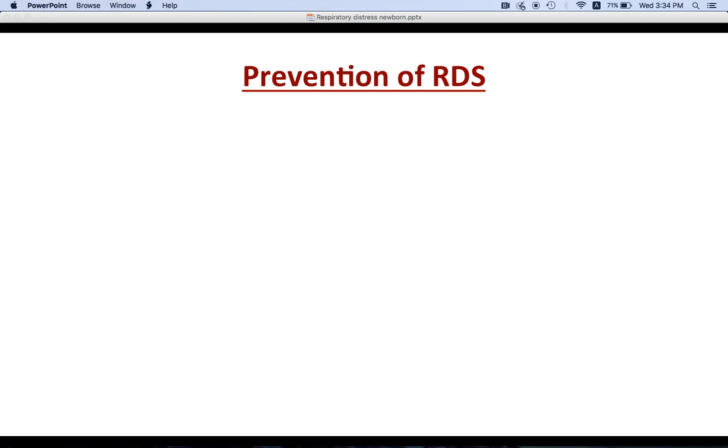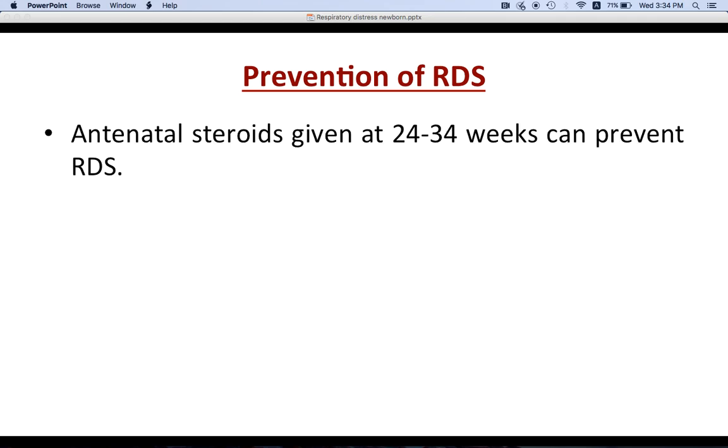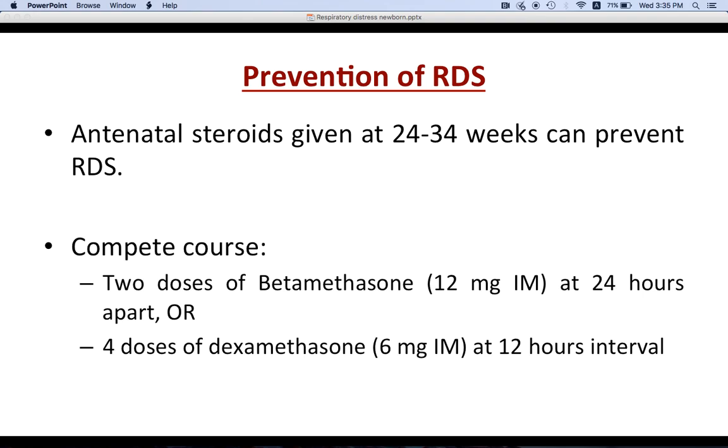Can RDS be prevented? Yes. If a delivery is anticipated before 34 weeks of gestation, maternal steroids can be given to the mother, which will enhance fetal lung maturity, and RDS can be prevented. The complete course comprises 2 doses of betamethasone 12 mg IM at 24 hours apart, or 4 doses of dexamethasone 6 mg intramuscular at 12 hours interval.